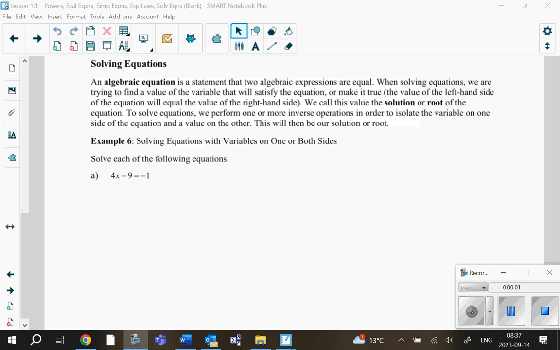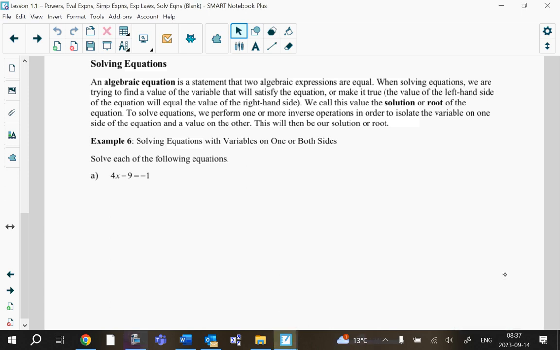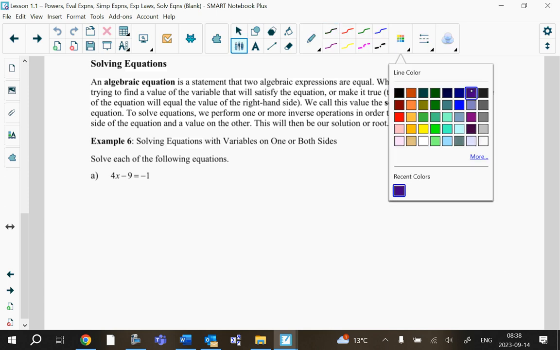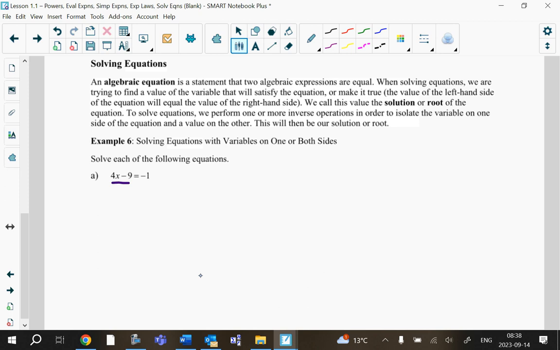Equations, which is different than simplifying expressions. You should know the difference between an algebraic expression and an algebraic equation. An expression has no equal sign, whereas an equation is actually two expressions that equal each other. So if you look at this equation here, it is actually made up of the expression 4x minus 9 and the expression -1.